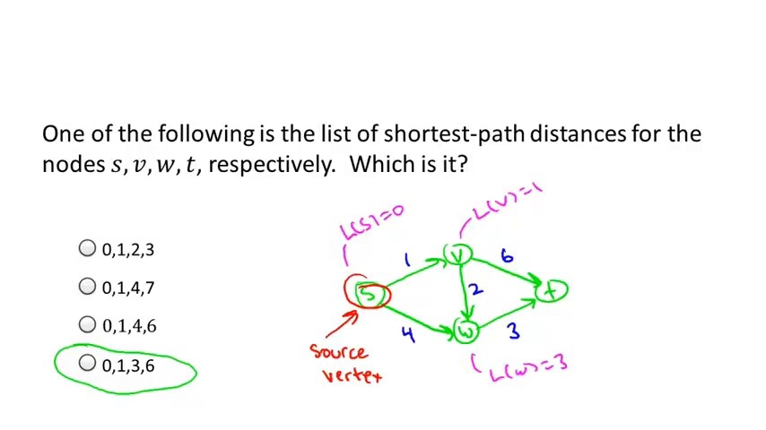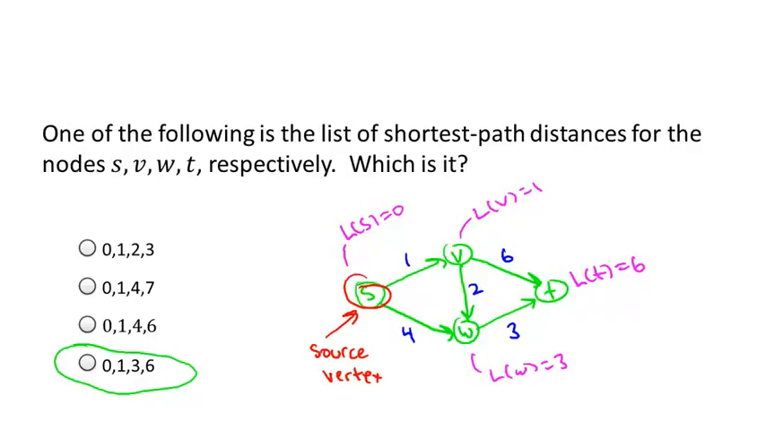And finally, for the vertex T, there's 3 different paths going from S to T. There's the two-hop path that goes through V. There's the two-hop path which goes through W. Both of those have path length 7. And then there's the 3-hop path which goes through both V and W. And that actually has a path length of 1 plus 2 plus 3 equal to 6. So despite having the largest number of edges, the zigzag path is in fact the shortest path from S to T, and it has length 6.